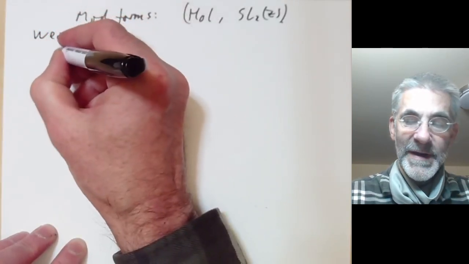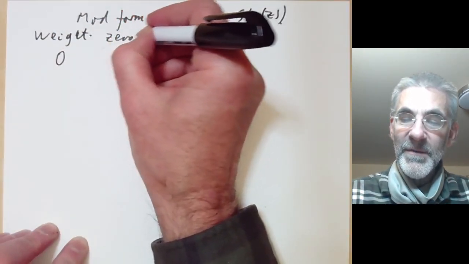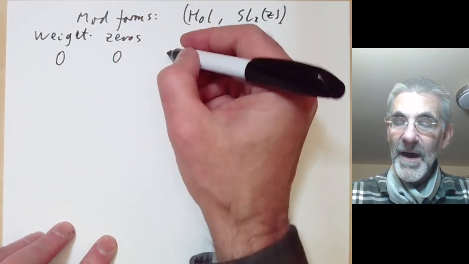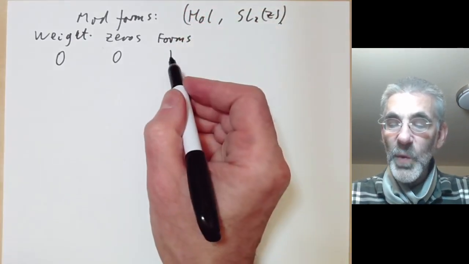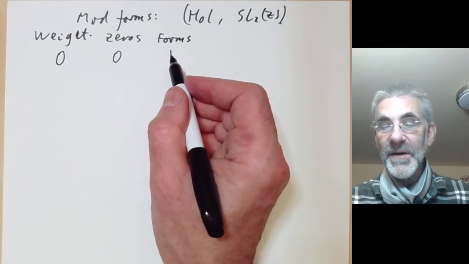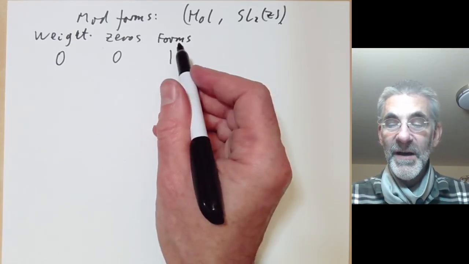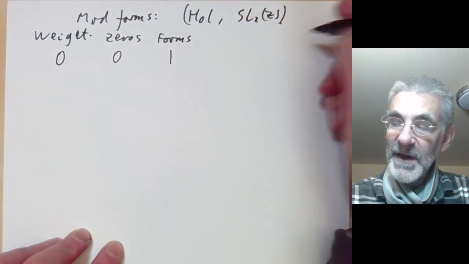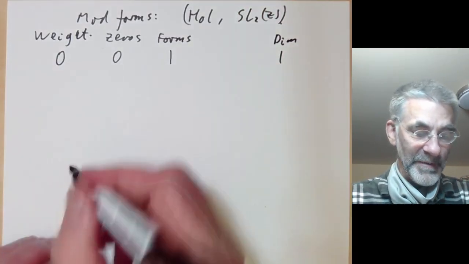What about weight 0? Well, for weight 0, let's write down the number of zeros. The number of zeros is also 0 because that's k over 12. And the modular form, well, 1 is obviously a modular form of weight 0, and there can't be any others, because if there was another one, you could subtract a multiple of 1 in order to give it a 0 at i infinity, and that's impossible because it doesn't have any zeros. So let's write down the dimension of the space of forms. The dimension is just going to be 1.